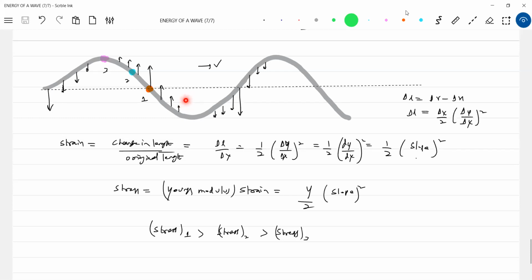Anybody, if having doubts, you can clarify it. Okay, nothing. So we just took where the tension is constant throughout the length of the rope. That is what our discussion we made.